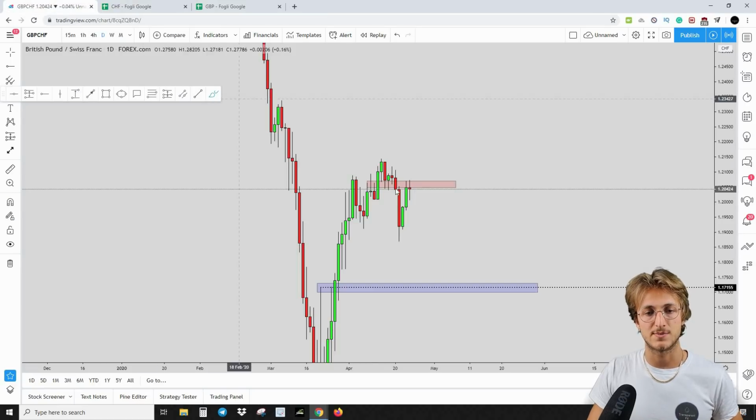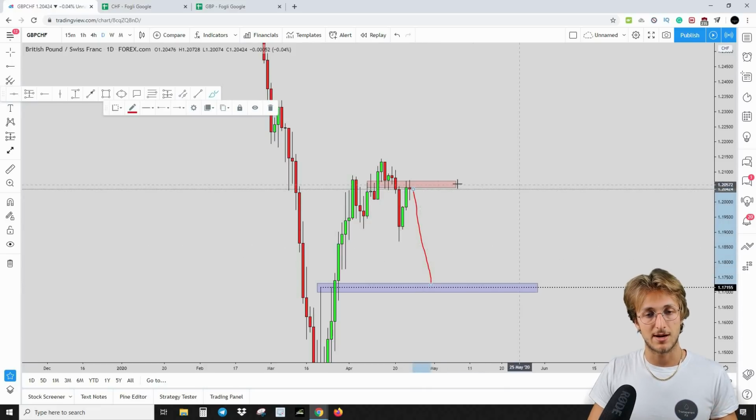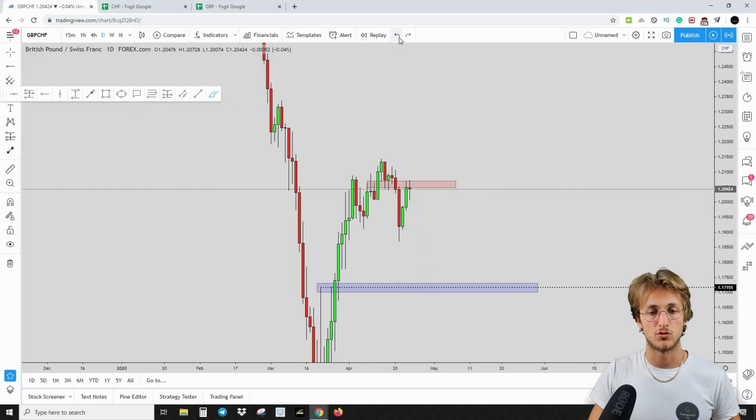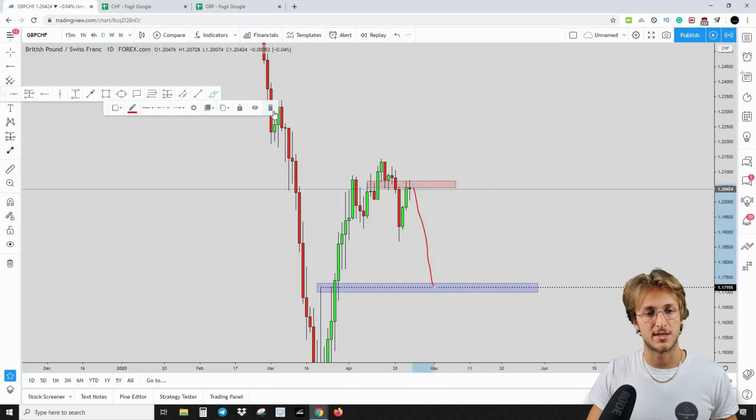Therefore, what we can expect from a GBP CHF perspective is to see the market react to the structure and make a move to the downside. But trading is not predictive, okay? We can't predict that the market will make this move to the downside.